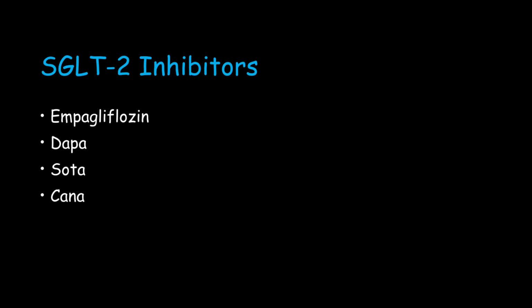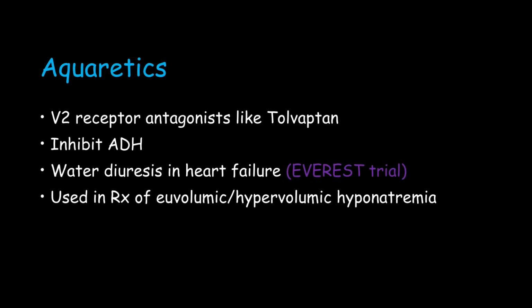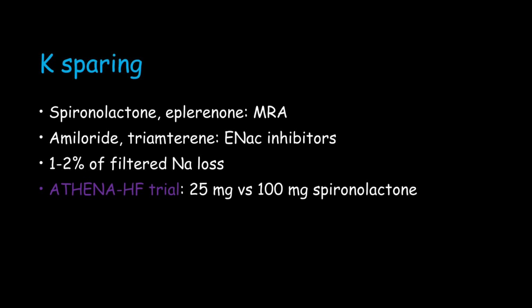Similarly, SGLT2 inhibitors, which again act on the proximal tubules, could also be added to loop diuretics. I'm not going into the details of SGLT2 inhibitors, but we all know that they have cardiorenal protection. There have been trials with V2 receptor antagonists like tolvaptan, which inhibit antidiuretic hormone. The principal feature is water diuresis. The EVEREST trial was done, but it didn't show any improvement in natriuresis.